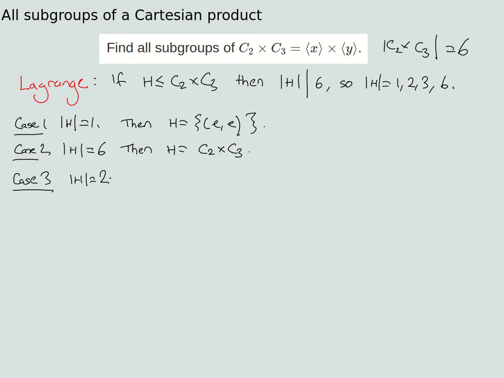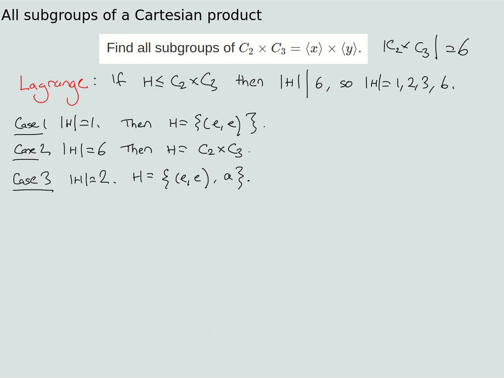So let's do what happens when the size of H is 2. Okay, we have some thought to do. So let's think what we have here. We have a subgroup of size 2. So H must consist of, well, every subgroup contains the identity. So it's got to have the identity element, which is E, and it's also got to have another non-identity element. So let's call that other element A.